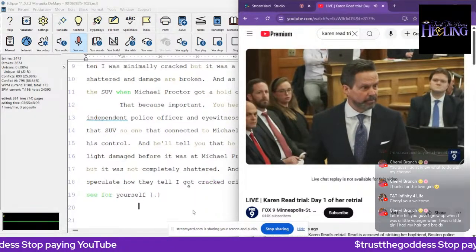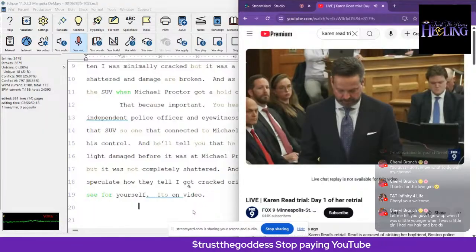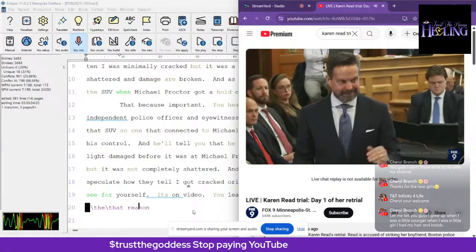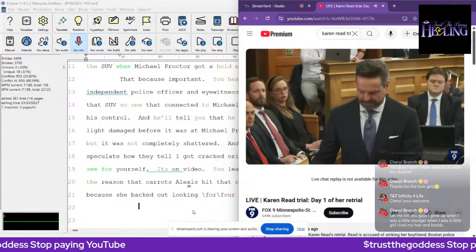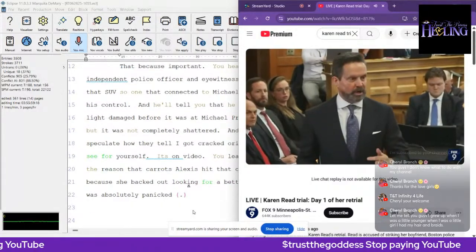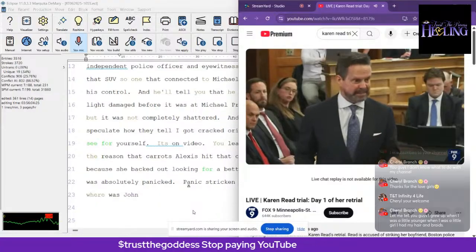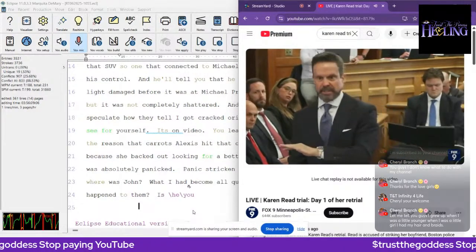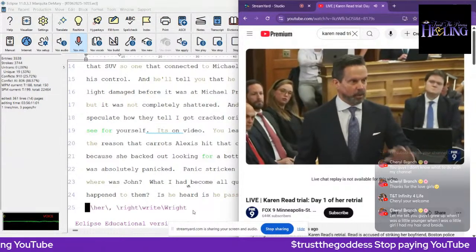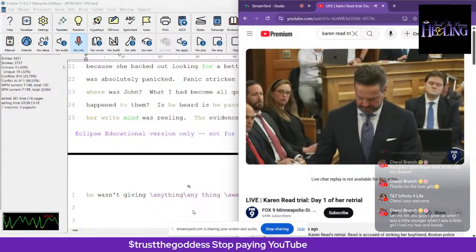It's on video. You'll learn that part of the reason that Karen's Lexus hit that car at One Meadows is because she backed out looking for him at a time when she was absolutely panic-stricken and grief-stricken. Where was John? Why hadn't he come home? What had happened to him? Is he hurt? Is he passed out somewhere? Her mind was reeling. The evidence will establish she wasn't giving anything away. Everything was on the table. What could have happened to John?